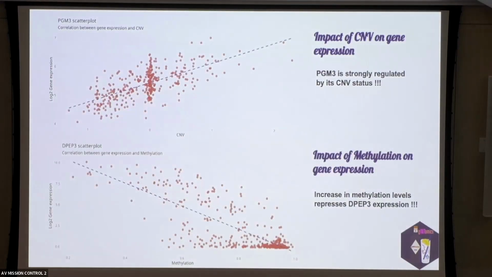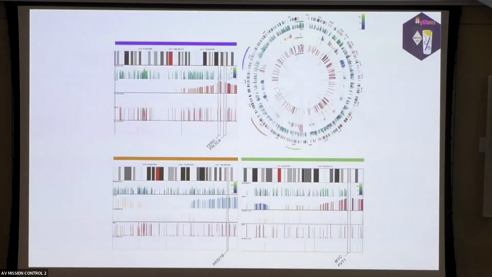So again, these are other two plots taken from the Shiny app, just to let you see that the user can see for single genes the correlation between the gene expression and copy number variations in the upper plot, and methylation in the lower plot. Here for the PGM3 gene, we can see clearly this positive correlation between gene expression and copy number. Instead, for DPEP3, we see the negative correlation between the gene expression and the methylation.